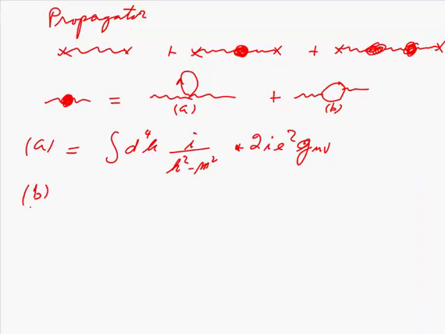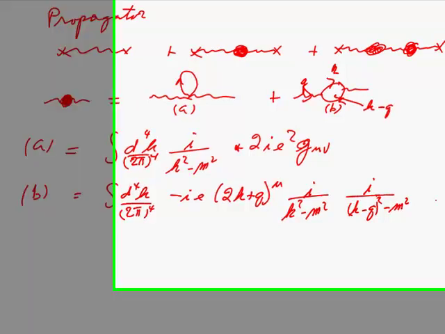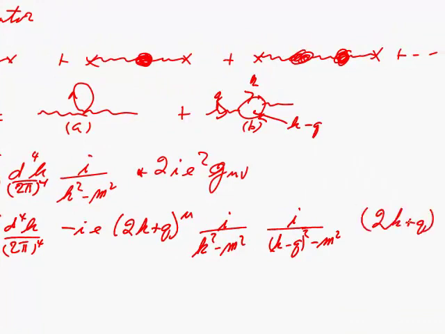Okay. In diagram B, we do the following. It's integral d4k over 2 pi to the fourth. I have minus ie at the first vertex. It's 2k plus q if this is momentum q coming in, mu. i over k squared minus m squared. This is k. i over k minus q squared minus m squared. For the other one, that one can be k minus q going the other way. And then 2k plus q nu with a minus ie sitting there.